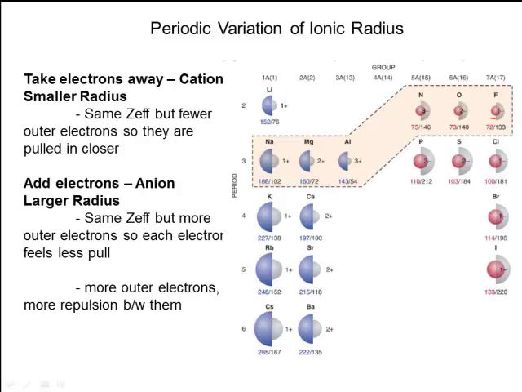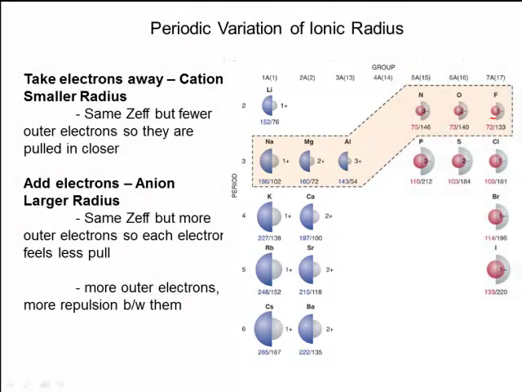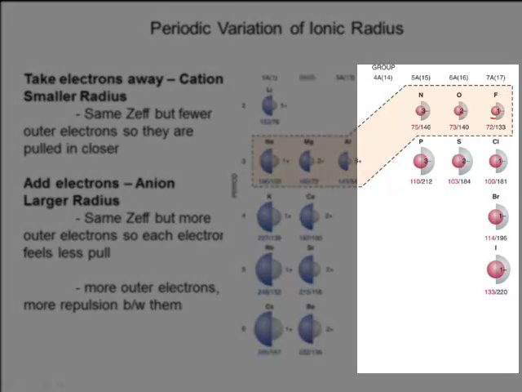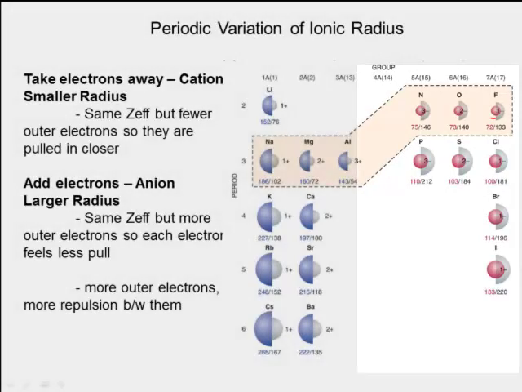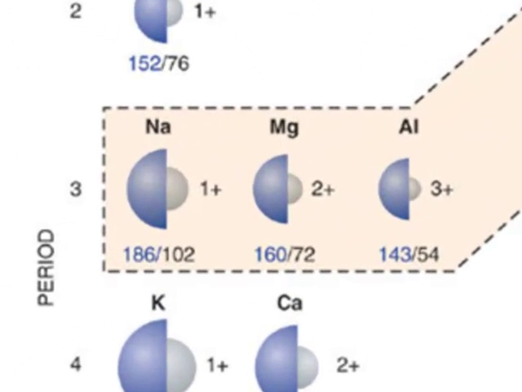So if I look at the trends here, on the cation side, the blue is the neutral atom, the gray is their ion. On the anion side on the right, the pink is the neutral atom, the gray is the anion. If I look at sodium, sodium starts with a radius of 186. When I take that one electron away, the radius becomes 102. Why? Well, because I have fewer valence electrons, therefore I get less repulsive forces. They get closer and closer together.